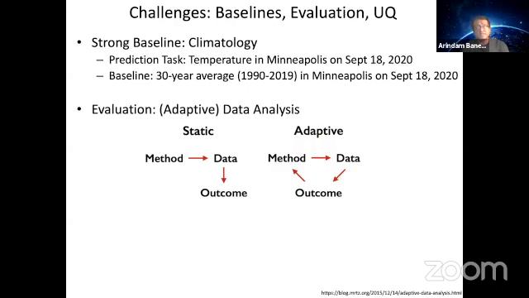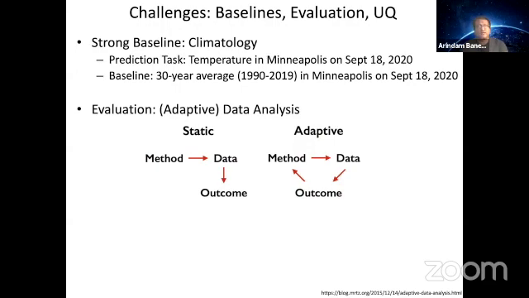Unfortunately, the test set has been contaminated with this adaptive data analysis. This has plagued machine learning over the last 10 years. If you look at Kaggle competitions and so on, this is one of the biggest reasons. It's not which method you're using that things break during test time.